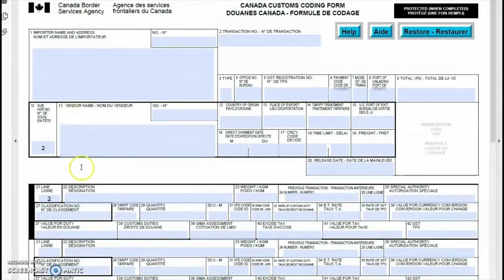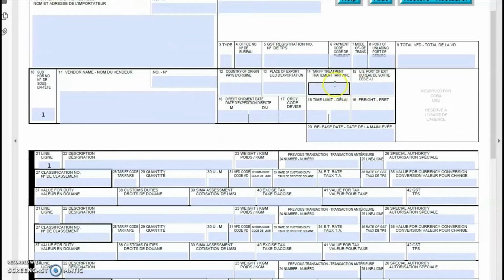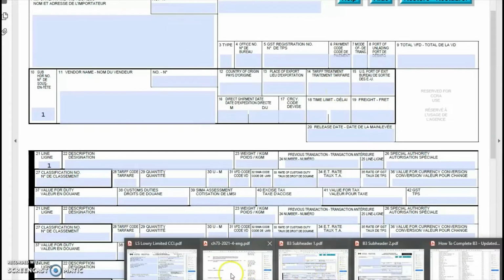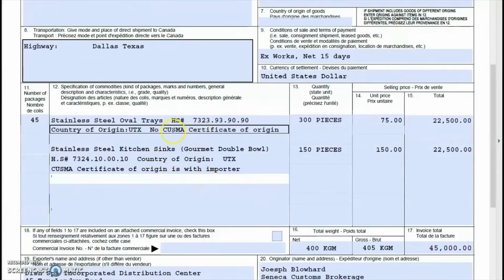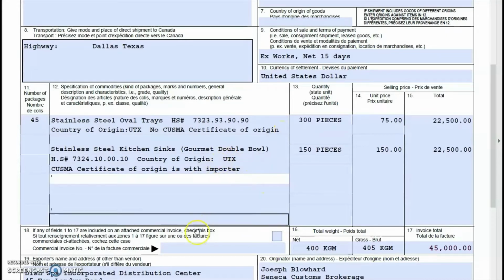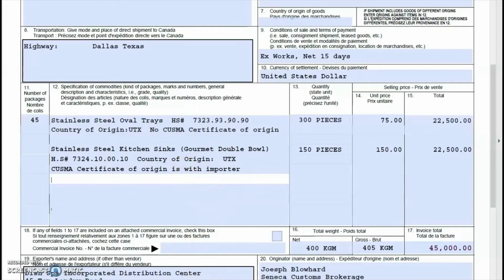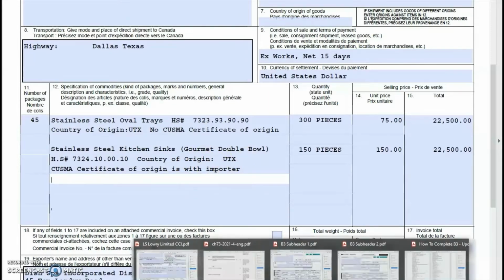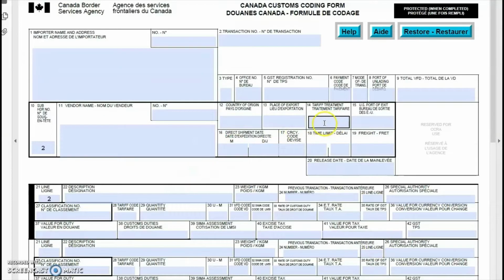The second page is going to be 2 and 2. The difference between the 2 subheaders is going to be in this field here, tariff treatment. Because the first item has no special certificates on file, it has to be most favored nation. The second item has a special certificate on file, and therefore we're going to use what's called U.S. tariff. Okay, so on the second page of the B3, you're going to put something different in here.